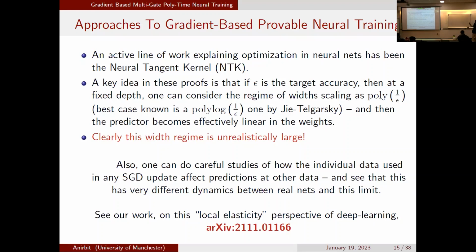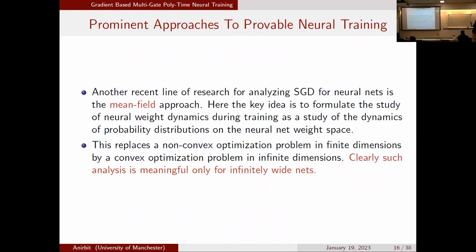Another approach to provable multigate training has been what is called the mean field approach. In the mean field approach, we essentially replace the study of neural weight dynamics in finite dimensions by a study of flow of probability distributions, the space of probability distributions. So you're in some sense shifting a finite dimensional non-convex optimization problem into an infinite dimensional convex optimization problem. You get out of non-convexity by paying the cost of going to infinite dimensions, and then you can get convergence in the distributional space.